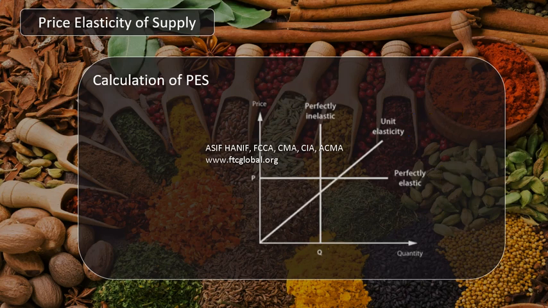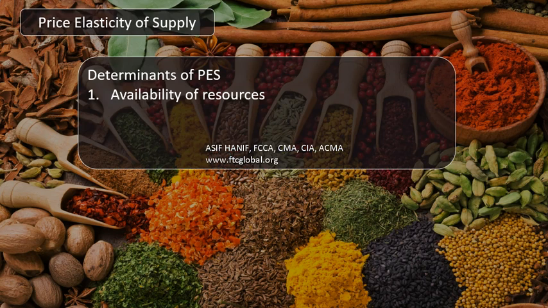All right, moving on. Then the next topic is the determinants of price elasticity of supply. The first determinant is availability of resources. If there are more resources available, the supply curve would tend to be elastic. We can deploy more resources and we can produce more.